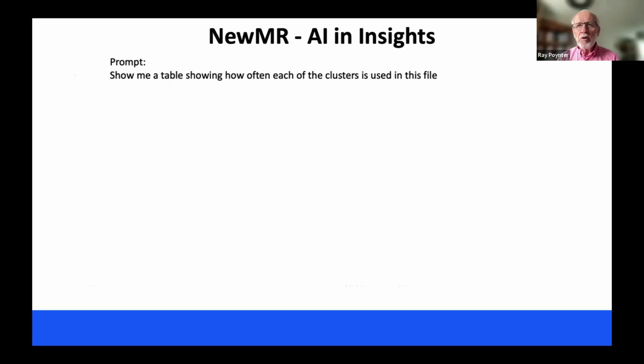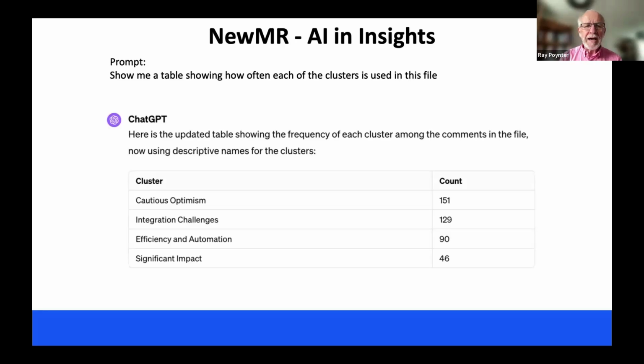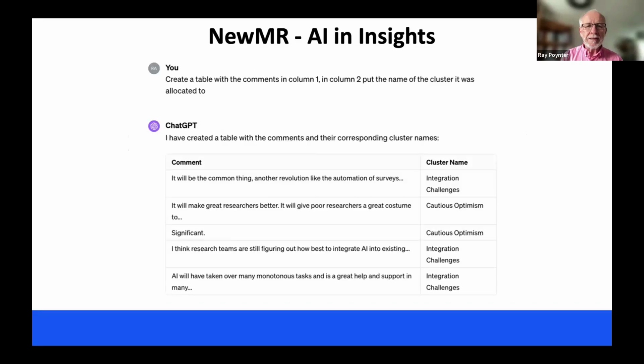We can then pull some information about those groups. So show me a table showing how often each cluster is used in this file. It comes back and shows me that cautious optimism was the most frequent category, followed by those people who were talking about integration challenges. The significant impact group, by the way, were not overly interesting. When asked how they think AI is going to be impacting our industry, they tend to say things like, in a big way, which of course is true, but it's not necessarily helpful for diagnosing which way to take things.